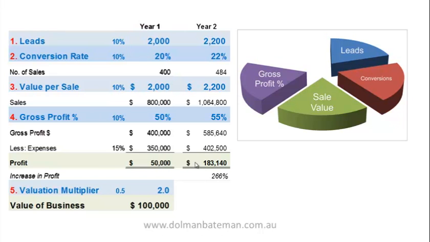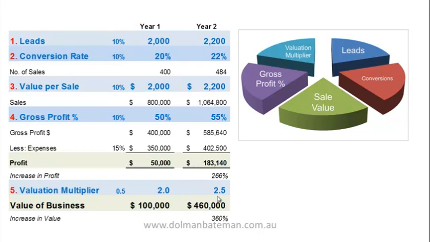And because of those systems and things we've put in place in the business, we've increased the valuation multiplier slightly, because it's a slightly better business. And we've increased it from 2 to 2.5, which is still kind of getting around the middle level of most small businesses. So we've increased the value of the business to $460,000, a 360% increase.